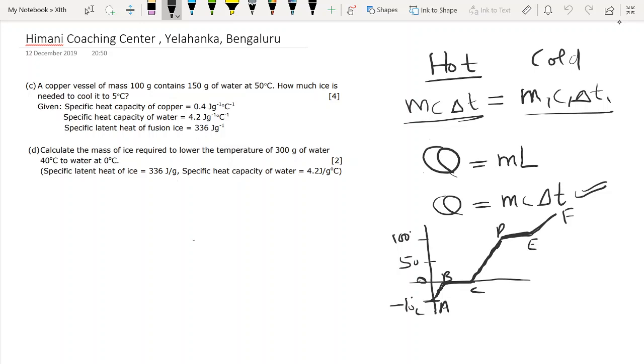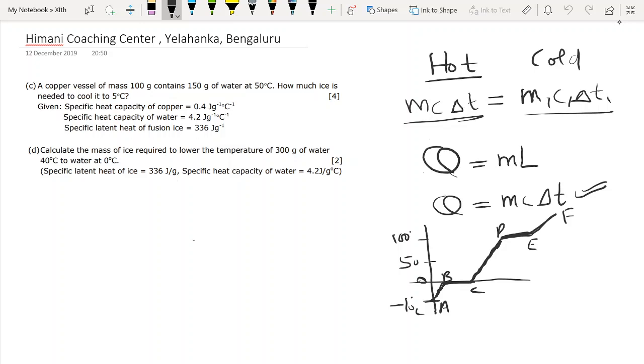Now with this in mind, let us try solving the question which is given. It says a copper vessel of mass 100 gram contains 150 grams of water at 50 degrees centigrade. How much ice is needed to cool it to 5 degrees Celsius? The specific heat capacities of these substances are given.